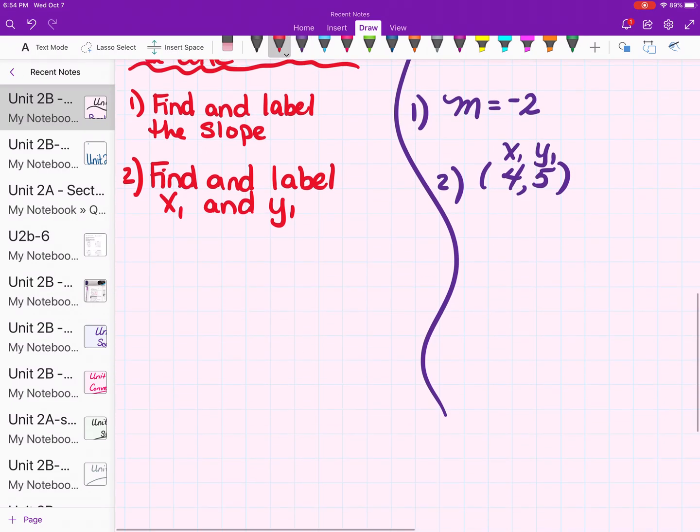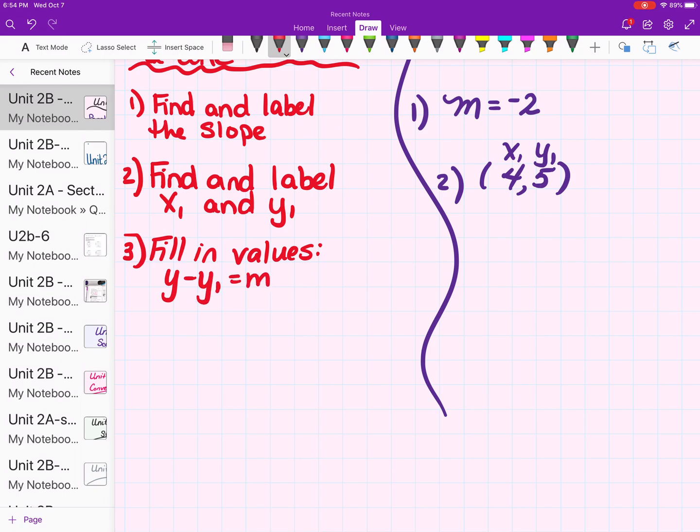Okay? Number 3 then is to fill in the values in the point slope form. So y minus y1 equals m times x minus x1. Okay, so I'm going to take this information from the purple and fill it in. Y minus 5 equals -2, x minus 4. Okay, now if I don't ask for a specific form, you can leave it here.